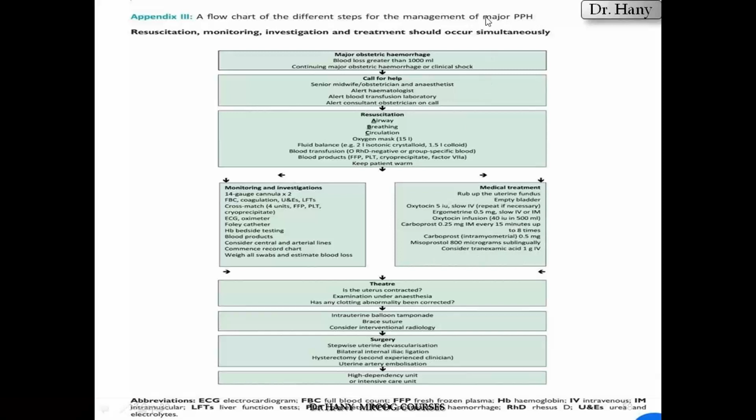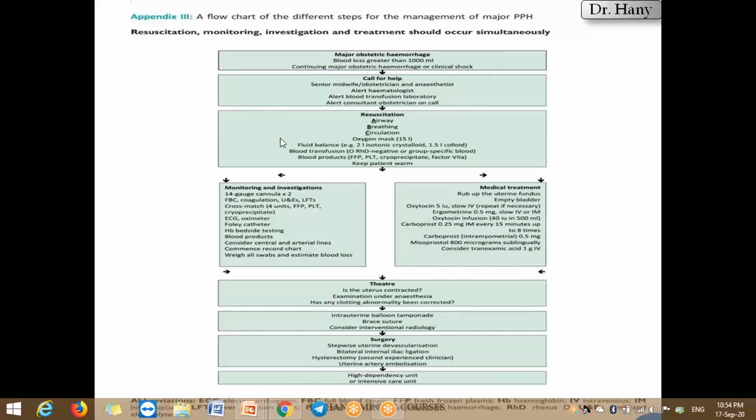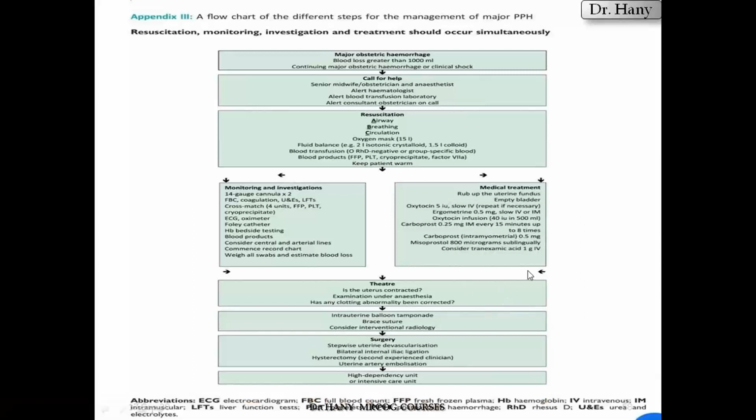In a stepwise manner. If all this failed and the woman refused surgery, think about recombinant factor 7. It's under trial, but can be put here. The guideline said that if the woman failed all medical treatment and refused surgery, think about recombinant factor 7.